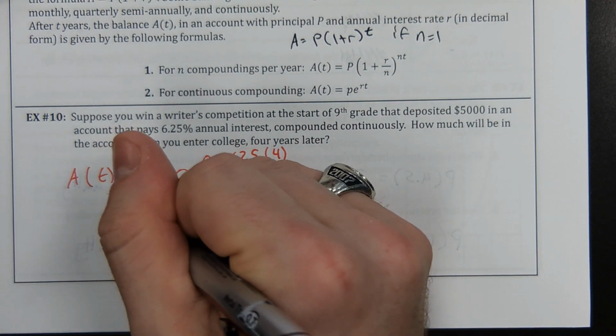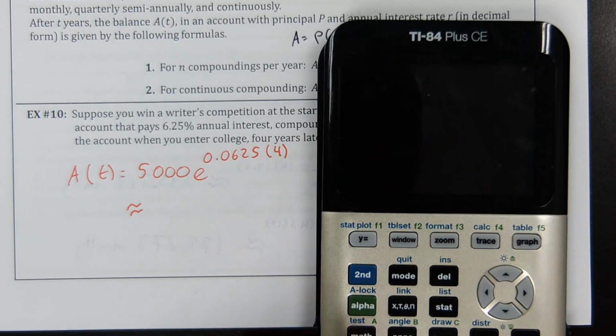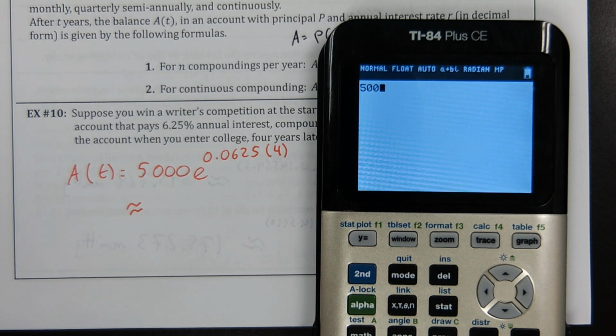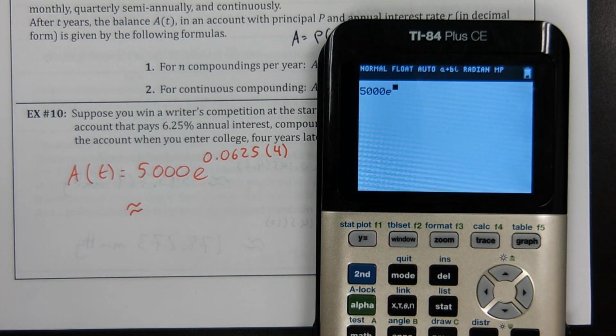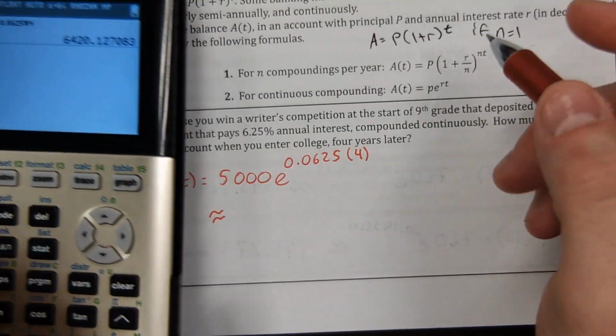Remember, for money, it's 2 decimals because pennies, so we're going to round to the nearest penny. 5000 second e to the 0.0625 times 4. And hit enter. Okay, about $6,420.13.